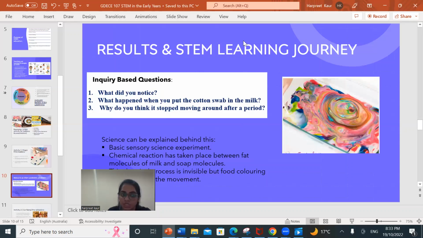And we can add inquiry-based questions to this activity. We can ask children, what did you notice, what happened when you put the cotton swab in the milk, and why do you think it stopped moving around after a period? This really helps them to be creative and learn about how we can solve a problem and do the evaluations at the end.